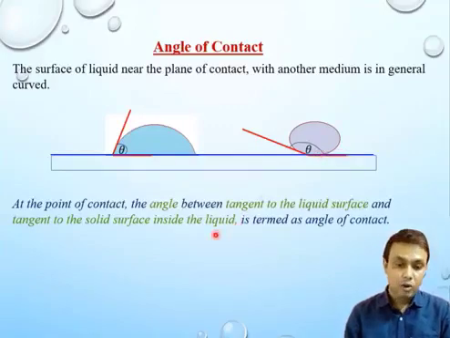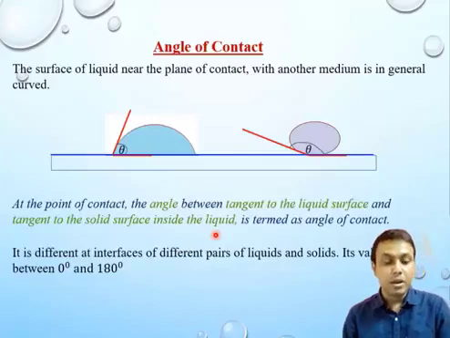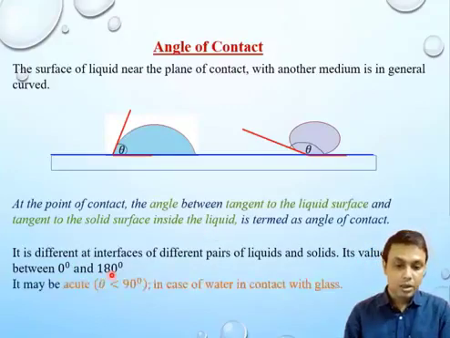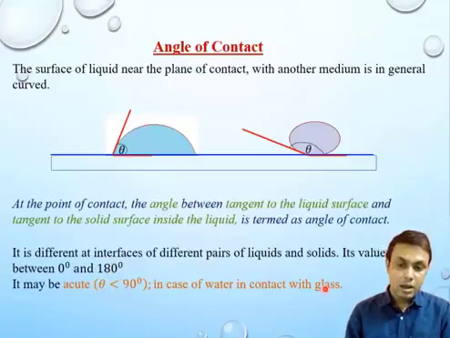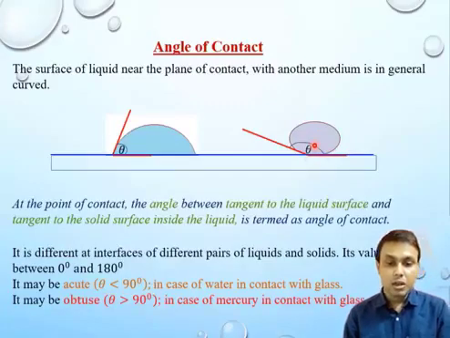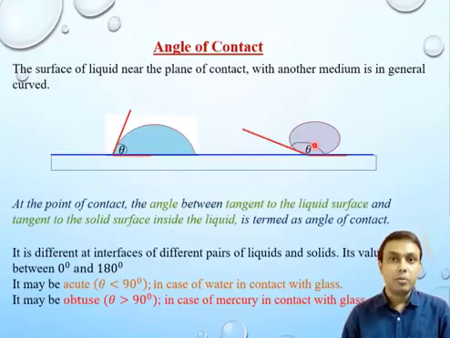Now, the value of this angle of contact may vary from 0 degree to 180 degree. Here in the first case you see it is less than 90 degree, and in this case we see this is an obtuse angle. For different pairs of liquids this angle will vary between 0 degree to 180 degree.